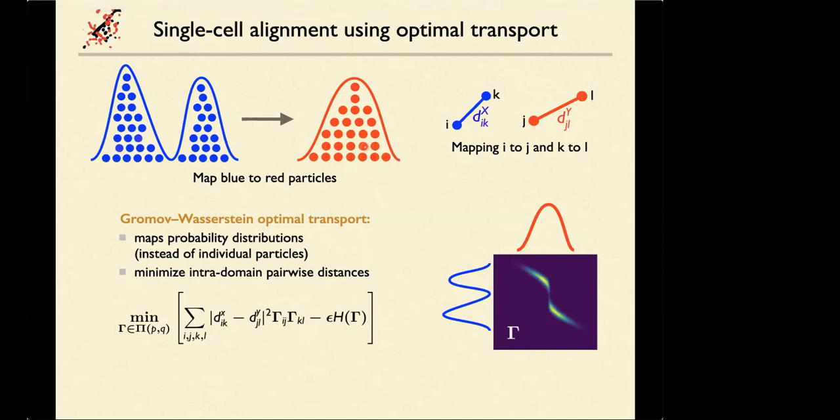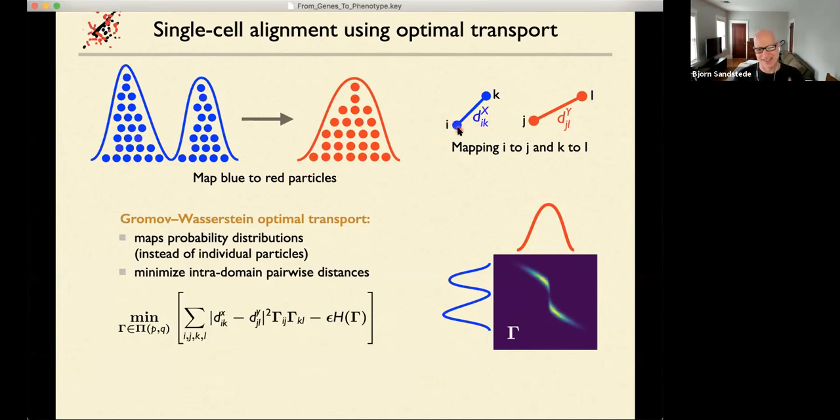Can I ask just one quick question? Yes. Sorry, I think I missed it. Is the mapping DXIK in the upper right, is that going from blue to red, and then the other one going back from red to blue? Right. Sorry, these are actually the distances. So what you're trying to do is you're going to try to map I to J and K to L. And what you're trying to do is do this so that the distance between I and K is close to the distance between J and L.